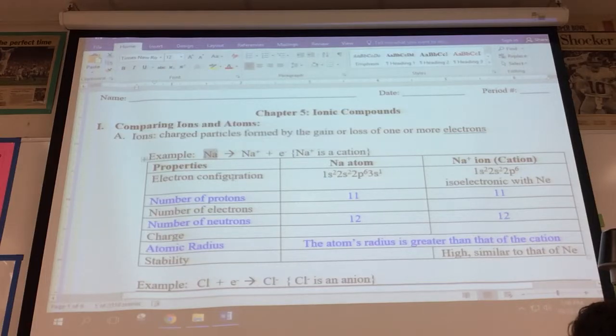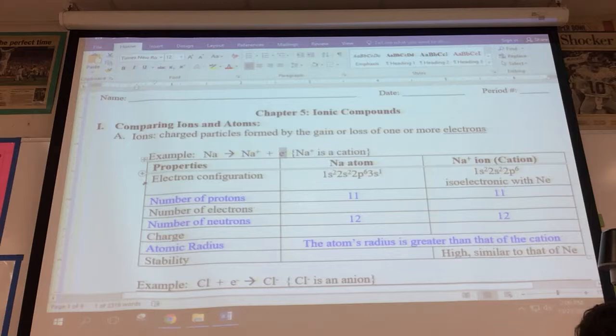We're going to look at sodium and the sodium ion it forms due to the loss of one electron. The electron on the right side of that equation signifies a loss of one electron. The sodium ion is a cation. Remember, we said cats have paws. Cations are positively charged ions.